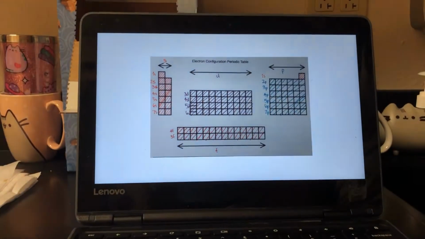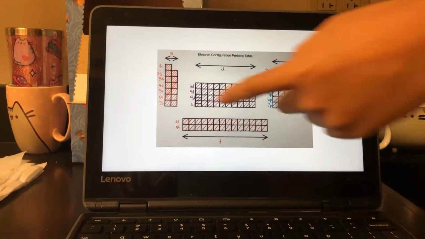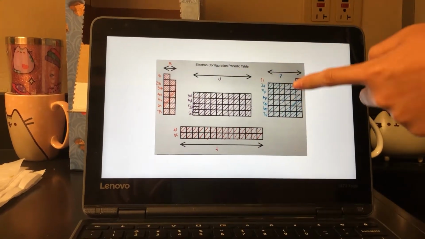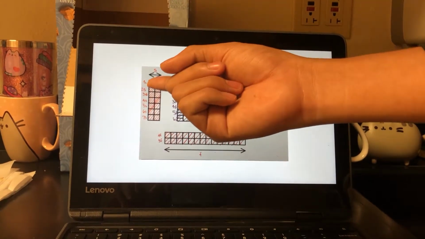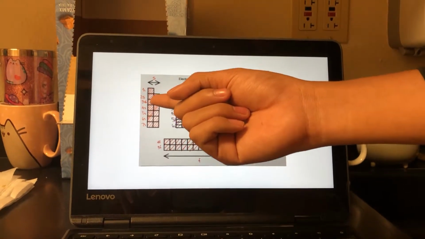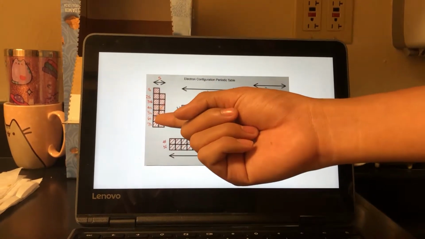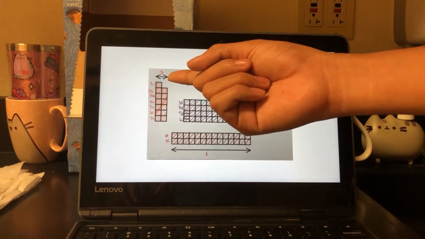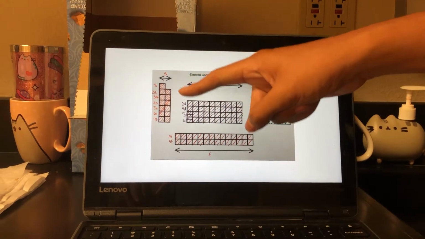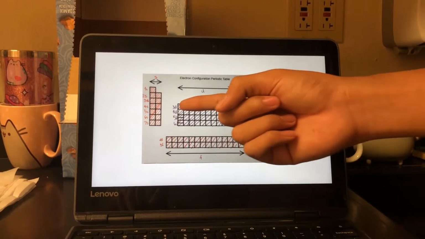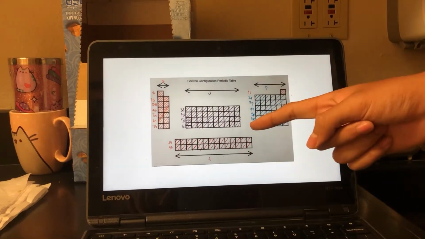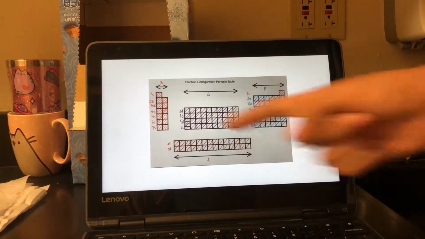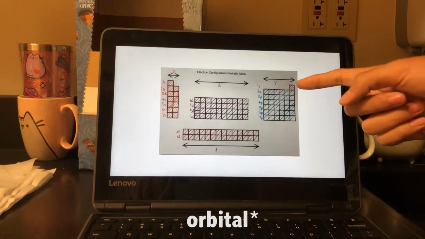In an electron configuration periodic table, there are four groups: the S group, the D group, the P group, and the F group. It is separated using 1s, 2s, 3s, 4s, 5s, 6s, and 7s in the S group in rows, and in the D group, 3d, 4d, 5d, 6d in rows, and so on. Each box is an electron.